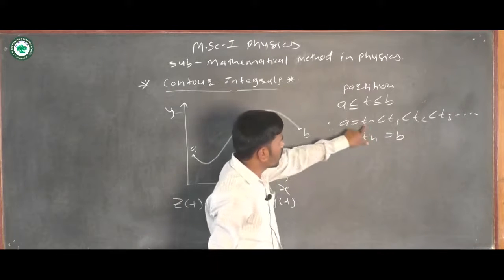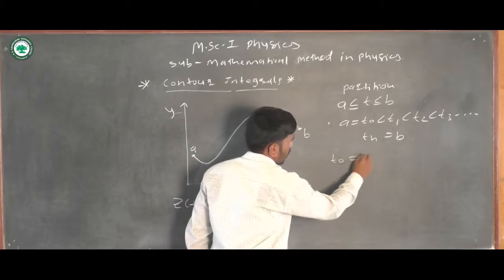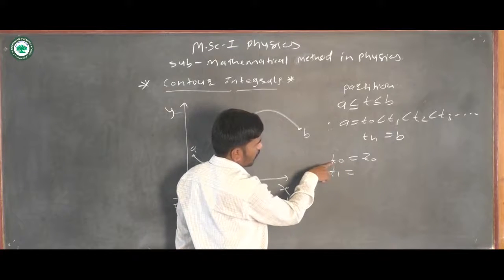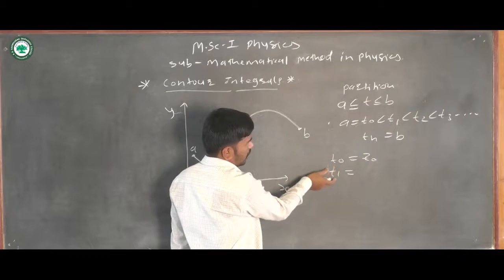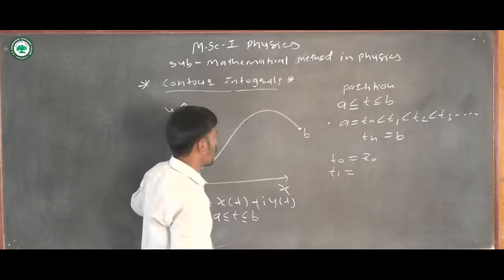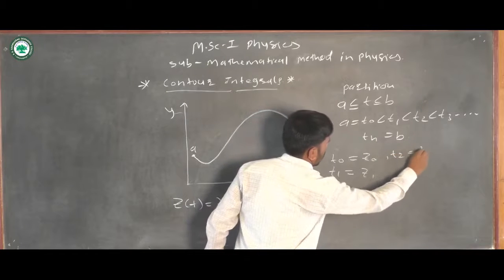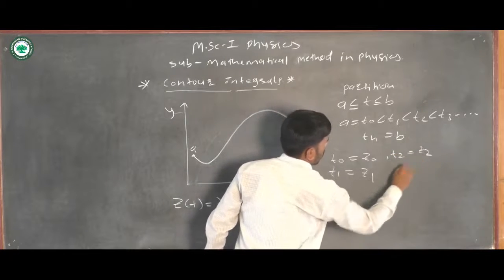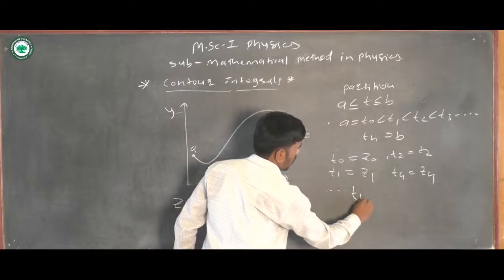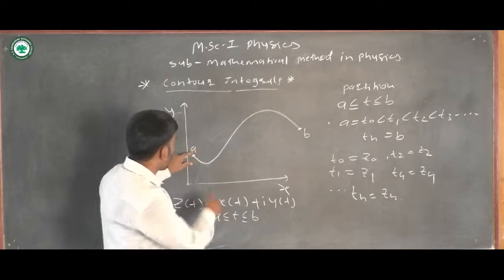Now corresponding to these t0, t1, t2, t3, we can write for t0 the point z0. For t1, this t0 is a value of t, and t1 is also a value. So corresponding to these I write this point, that is z0 on this curve. Okay, and z1, z2, like this, up to tn equal to zn. So these are the points that lie on this curve.